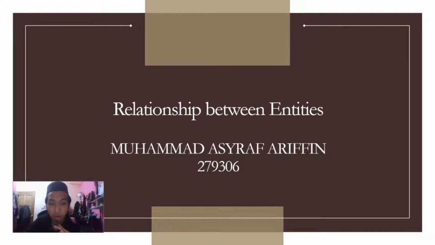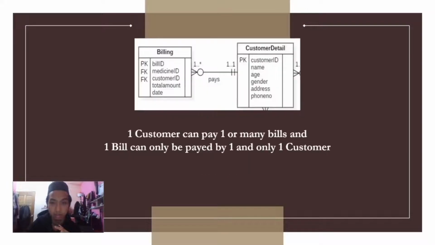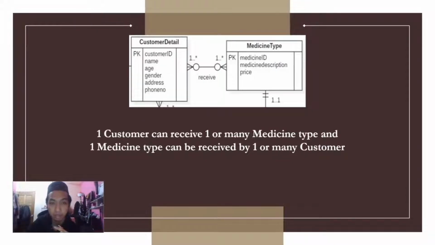And now I will explain the relationships between those entities. For billing and customer detail, one customer can pay one or many bills, and one bill can only be paid by one and only one customer. The second relationship is between customer detail and medicine type. One customer can receive one or many medicine types, and one medicine type can be received by one or many customers.